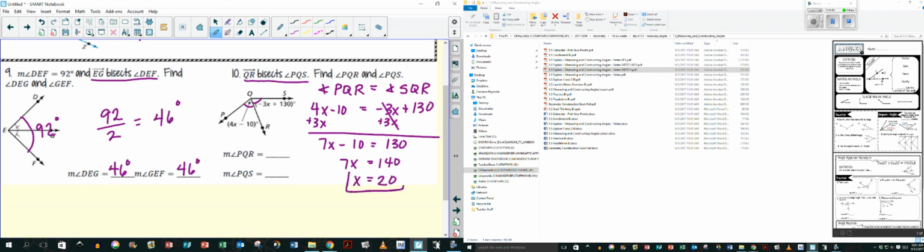Well, now that I know that x is 20, if they want me to find the actual angles, you just plug it in. So 4 times 20 minus 10 and negative 3 times 20 plus 130. Plug it into both and make sure your math works out. 4 times 20 is 80. 80 minus 10 is 70. Negative 3 times 20 is negative 60. Negative 60 plus 130 is 70. So both angles are equal to 70 degrees.